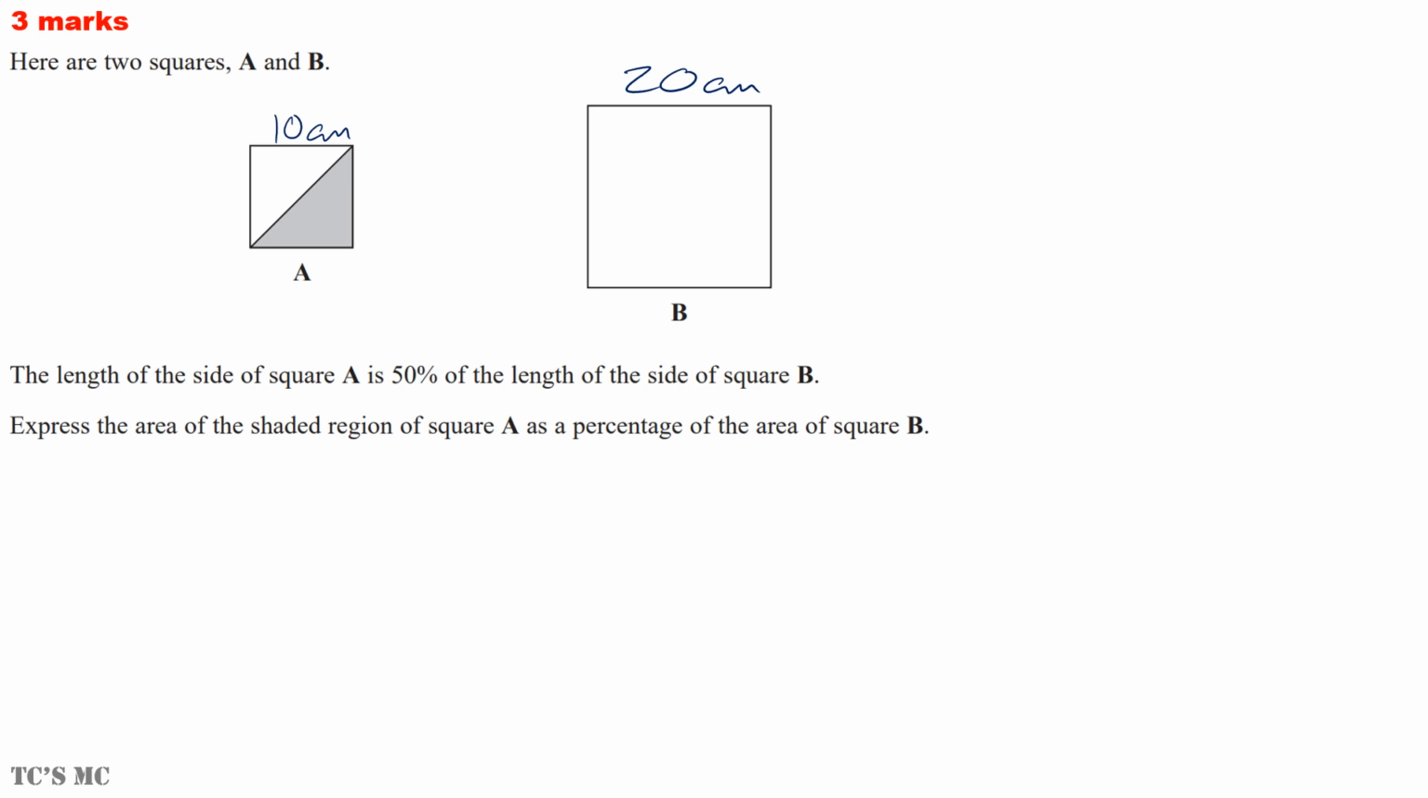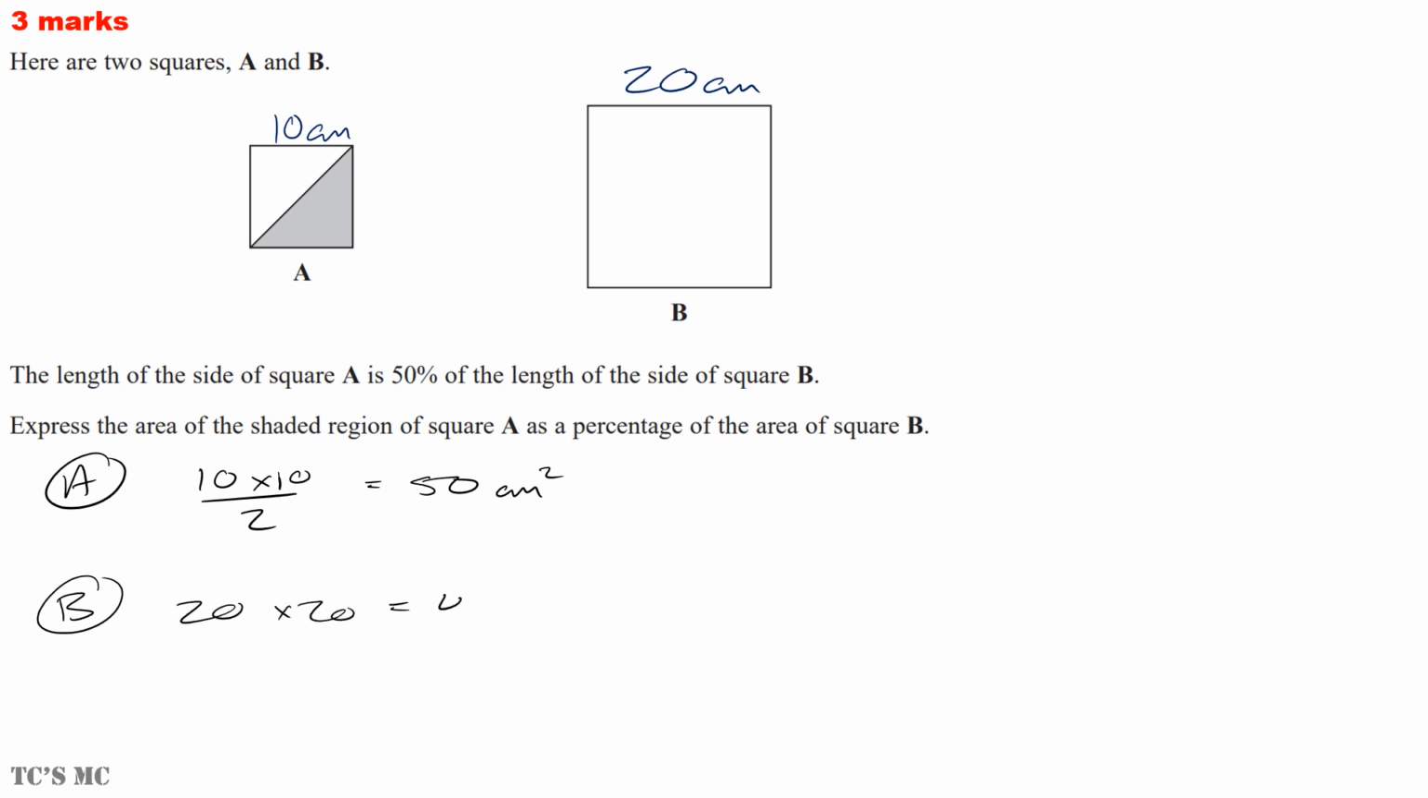For the second mark, I'm going to start working out the areas. So for A, I've got 10 multiplied by 10 divide 2 because it's a triangle, and that is 50. I suppose that's square centimeters. For B, we're talking about the square, there's no triangle here. So 20 multiplied by 20, and that is 400 square centimeters.